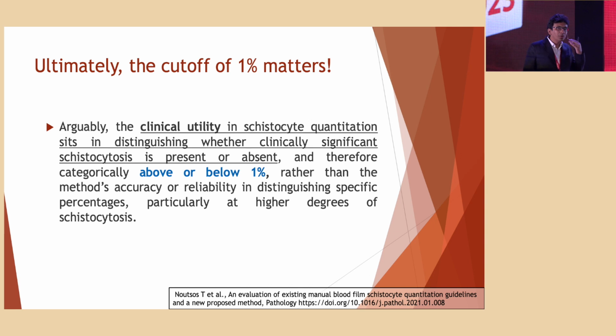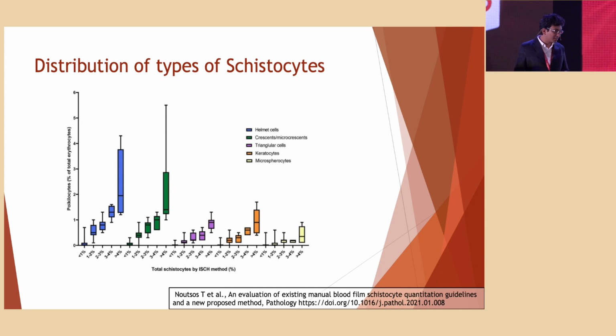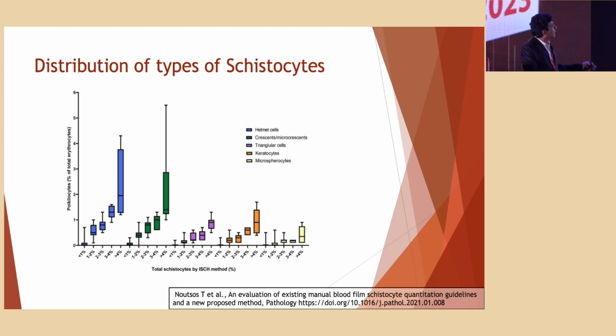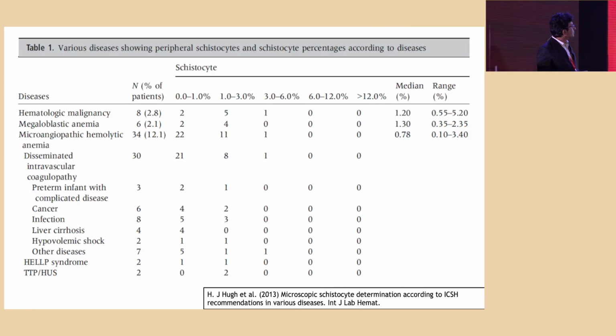So the clinical utility of schistocyte quantitation lies in distinguishing whether it is there or it is not there, rather whether it is less than 1% or more than 1%. So ultimately the cutoff of 1% matters a lot. And this is the distribution of the type of schistocytes. As you can see, helmet cells and crescents are the predominant forms, while triangular cells, keratocytes and microspherocytes are the less predominant forms.